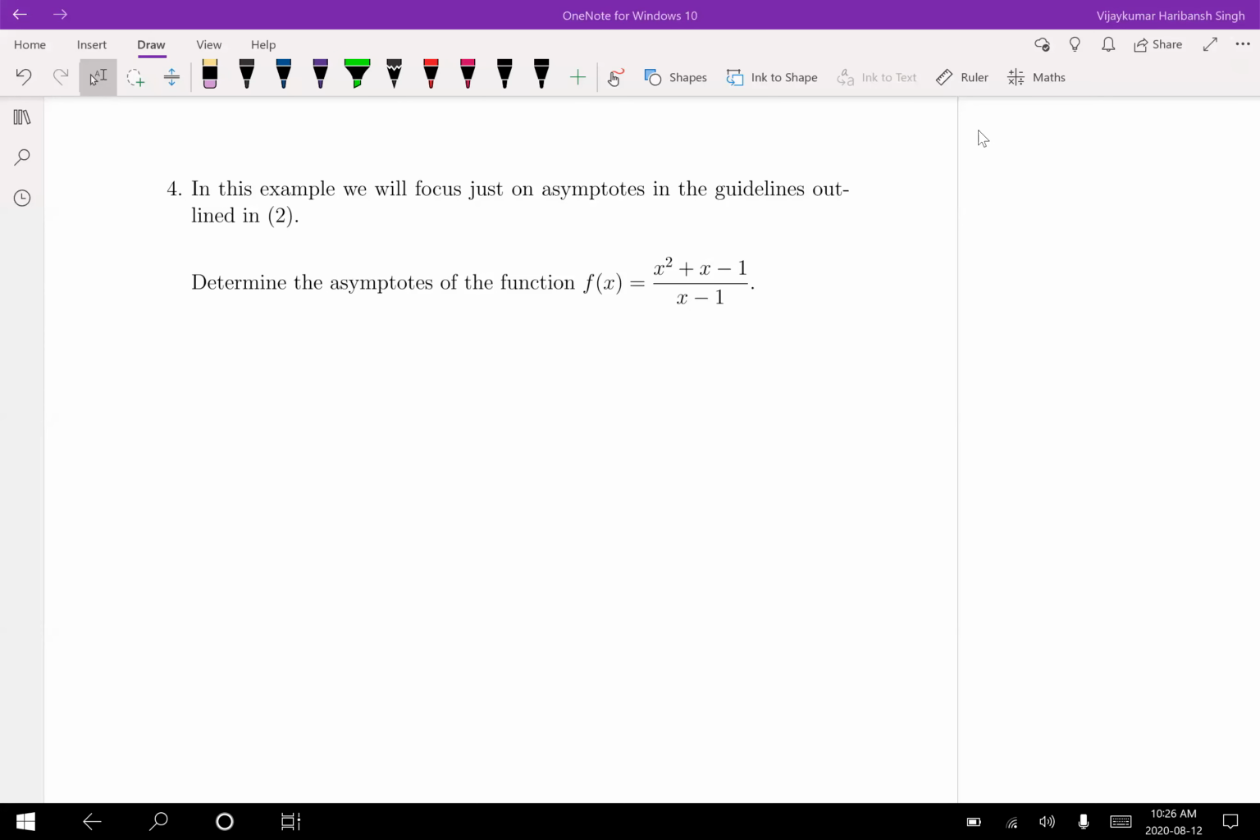In this example, we are going to focus on asymptotes and see what kind of asymptotes we have. So let's ask questions. Horizontal asymptote.